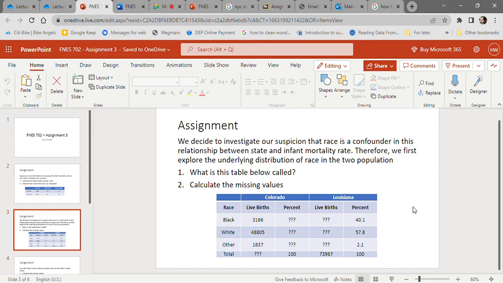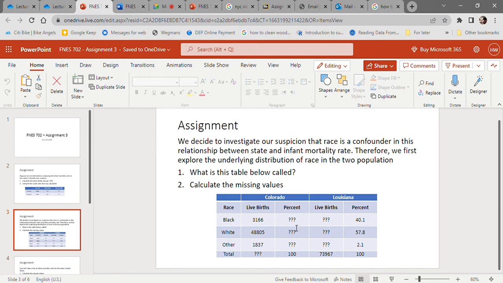Yes, perfect, the frequency table. So for this assignment, you're essentially going to calculate the missing values. This one should be pretty straightforward. Anybody want to take a stab at getting this number right here? Perfect. So black, 3,166 plus the white 48,805 plus the other 1,837. That's going to give you the total.